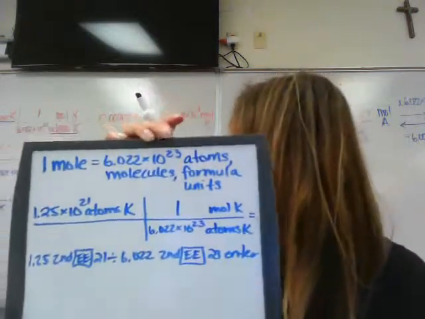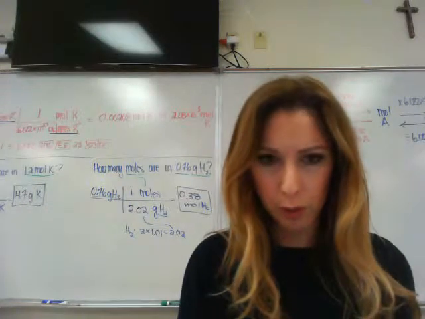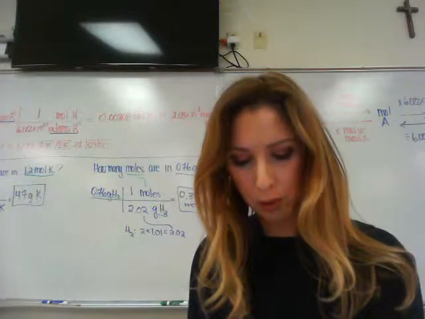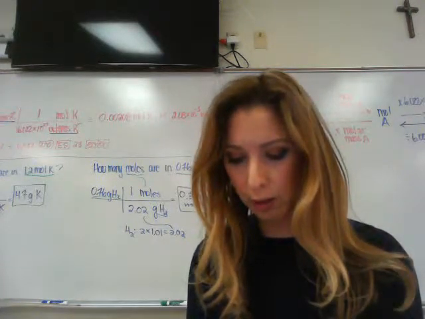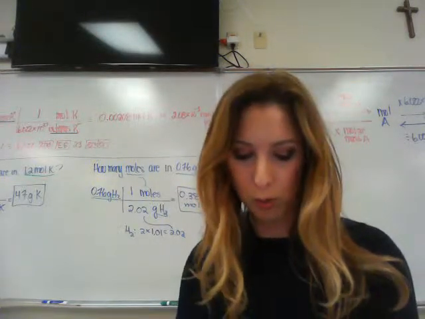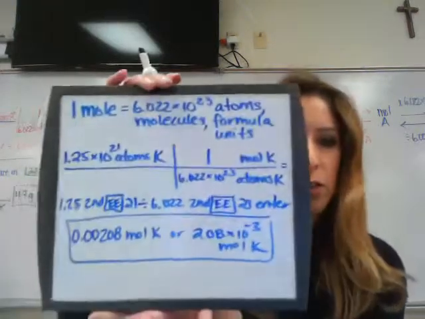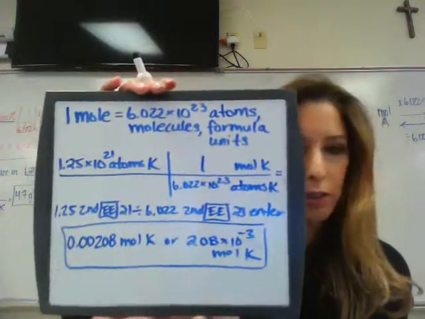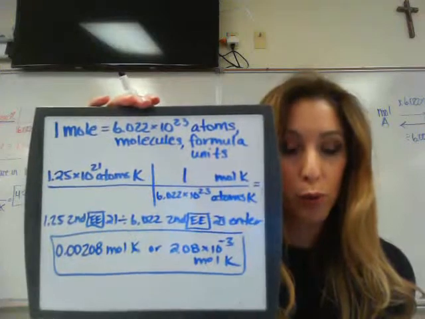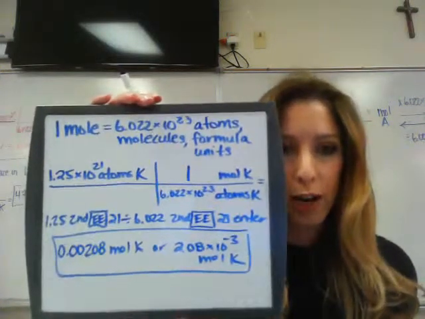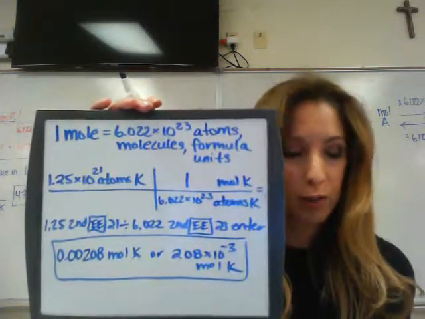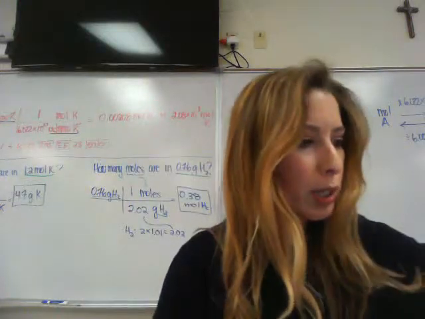So you want 3 sig figs in your answer. Your answer will either be 0.00208 moles of potassium, or if your calculator is in scientific notation mode, which is fine, it'll be 2.08 times 10 to the -3 moles of potassium like this. Both are the same. So anytime you're converting atoms or molecules or formula units to moles, you are dividing by Avogadro's number, which is 6.022 times 10 to the 23rd.